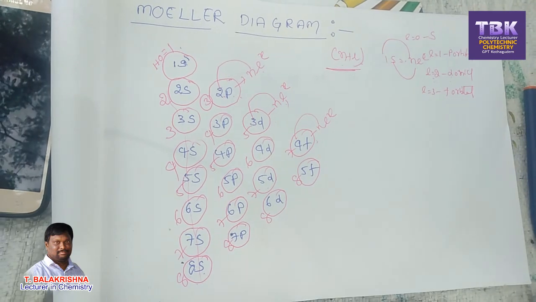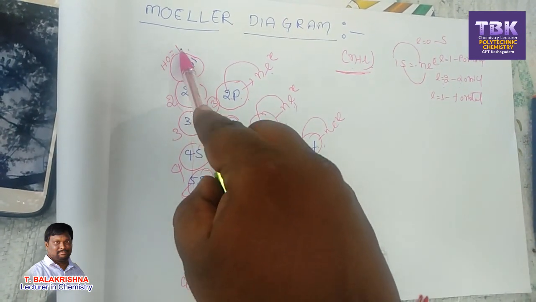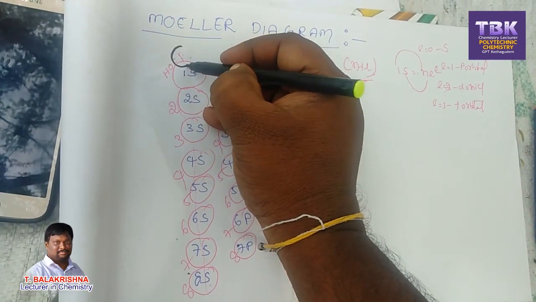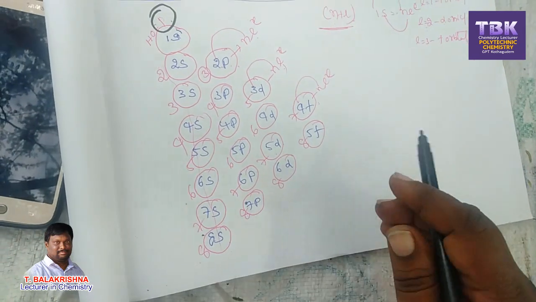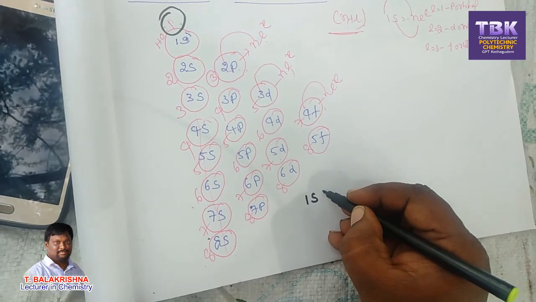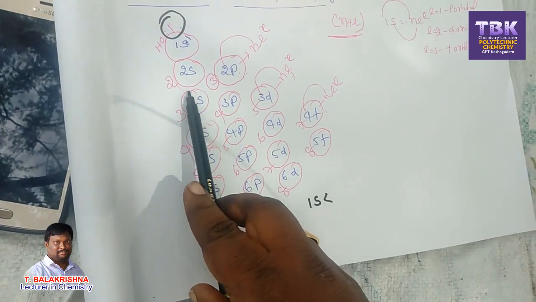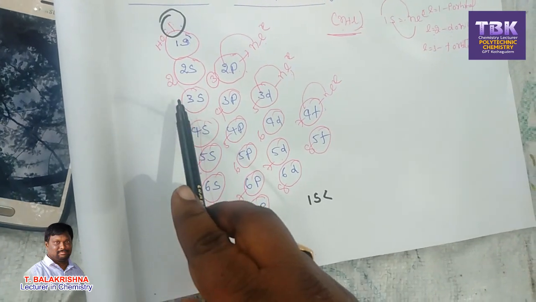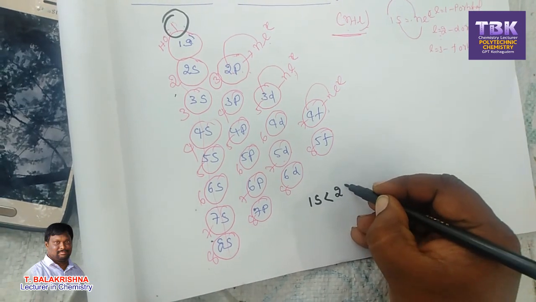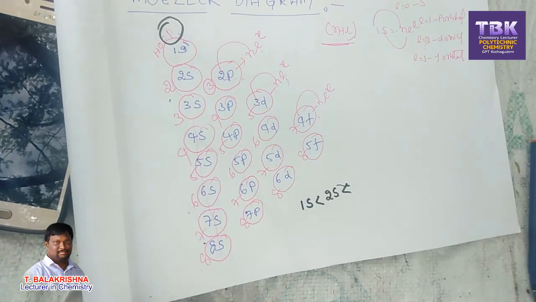So in this diagram, which one is the lowest energy orbital? The N plus L value is 1, this is the lowest. So 1s is the lowest energy orbital. Next one, what is the lowest N plus L value? The next one is this one, 2. So the next energy level is 2s. What is the next one?